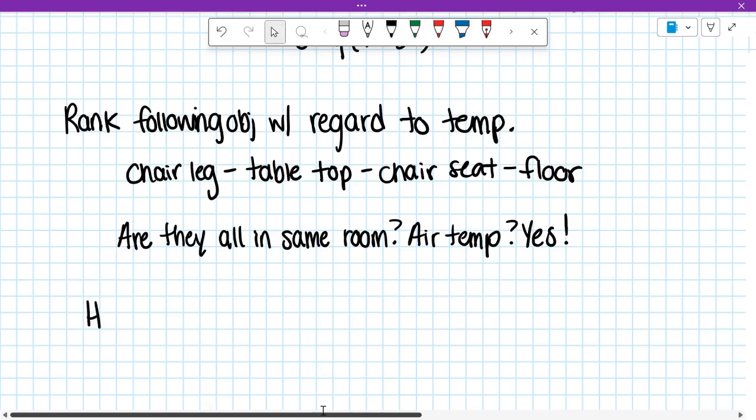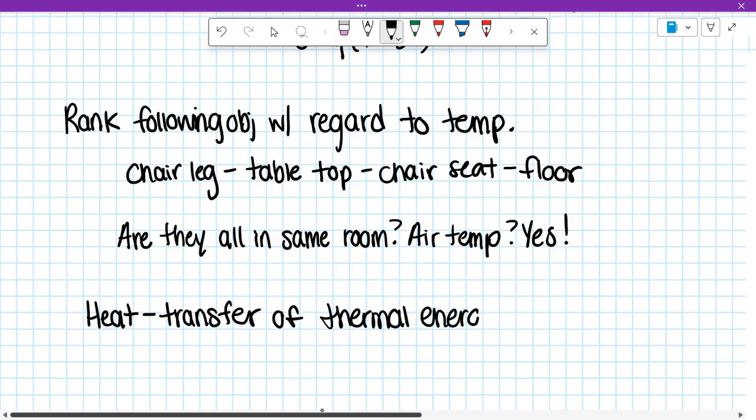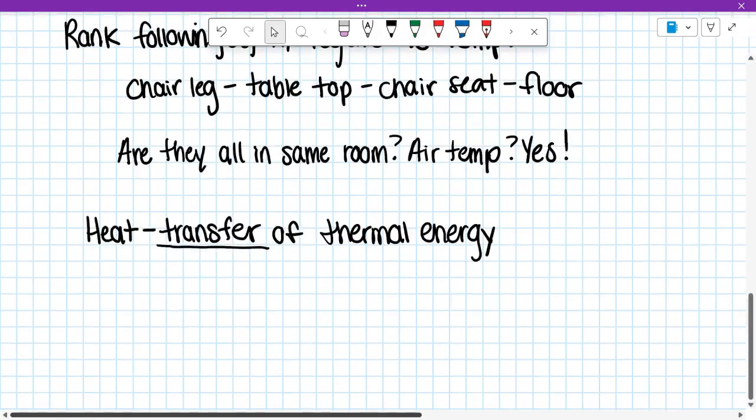Okay? So let's talk about that word heat. Heat is a transfer of thermal energy. Okay. So there is an action involved with heat. There is a transfer of thermal energy. So it's not okay to say, oh, this object has a lot of heat. That is meaningless. It is okay to say, oh, this object transferred a lot of heat to the environment. Right? There's an action involved.